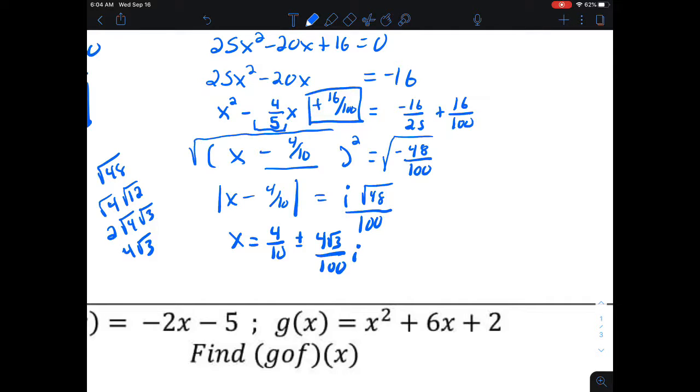And then I can simplify the square root of 3 over 100 and say this would be x equals 4 over 10 plus or minus square root of 3 over 25 times i.